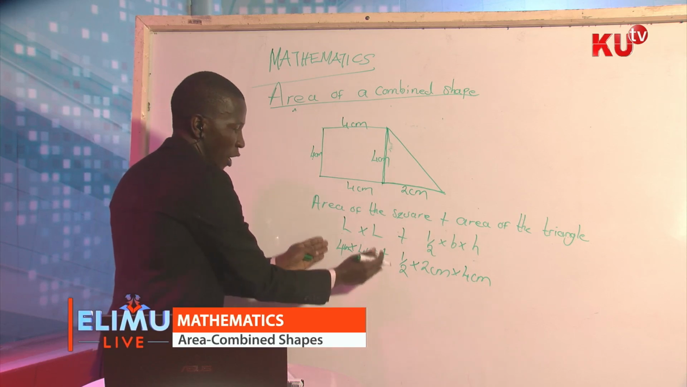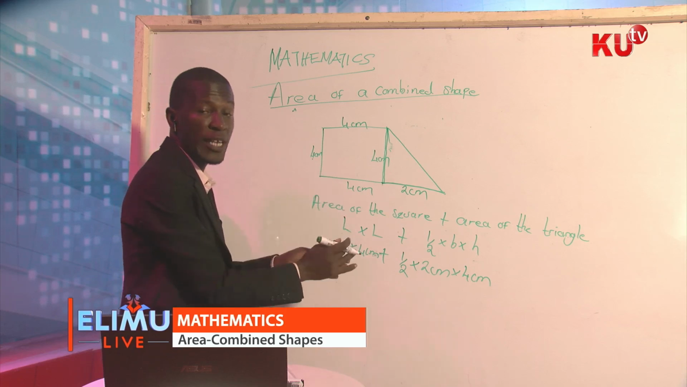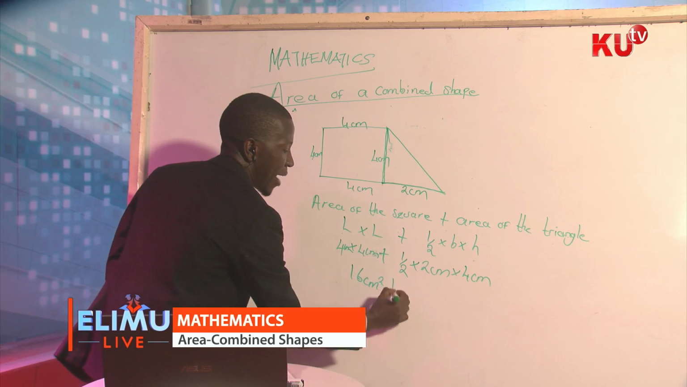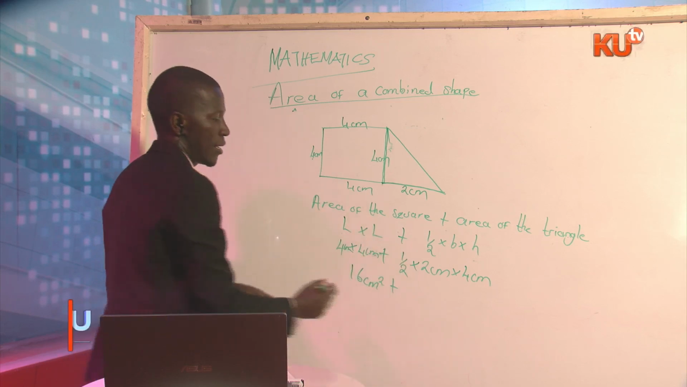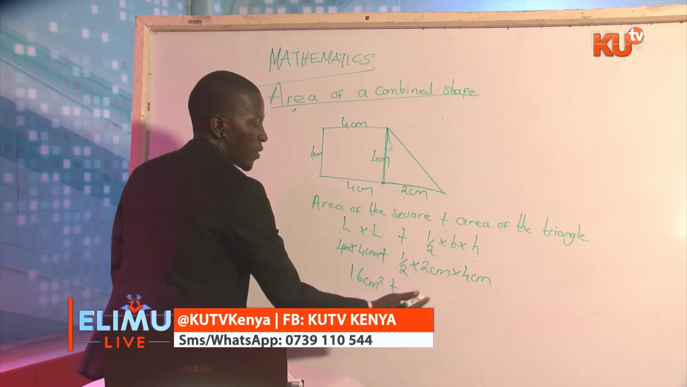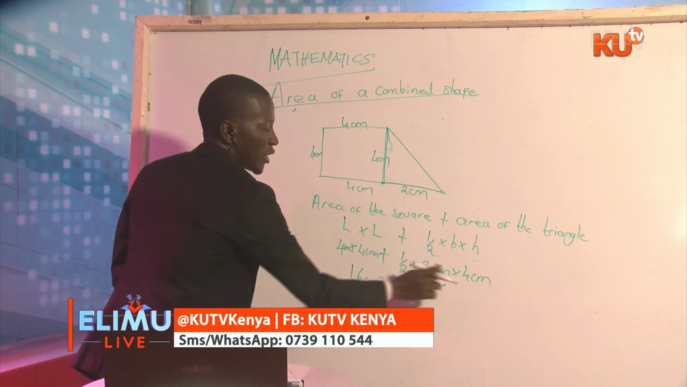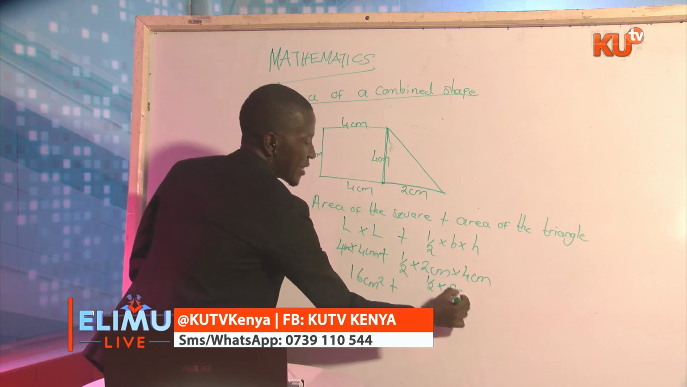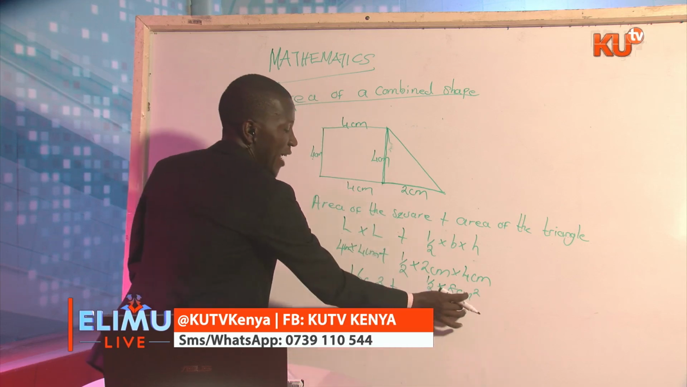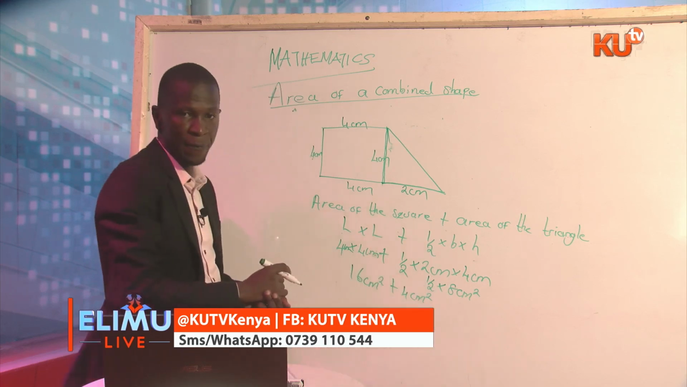Then I'll work out the area of the square, which is 4 times 4. 4 times 4 is equal to 16 centimeters squared. Remember the units. Plus the area of the triangle. I'll multiply a half times 2 times 4, which gives me 8 centimeters squared. Then what is a half of 8? It is 4 centimeters squared.